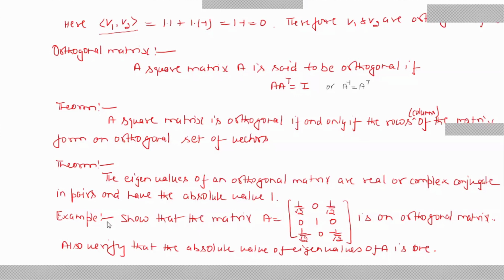Now let's take an example to show that the matrix A is an orthogonal matrix, and also verify that the absolute value of the eigenvalues of A is 1. Can you examine that it is an orthogonal matrix?